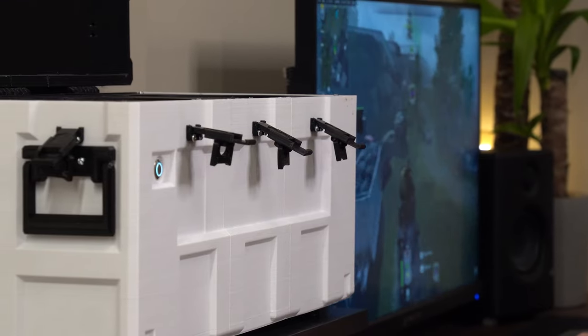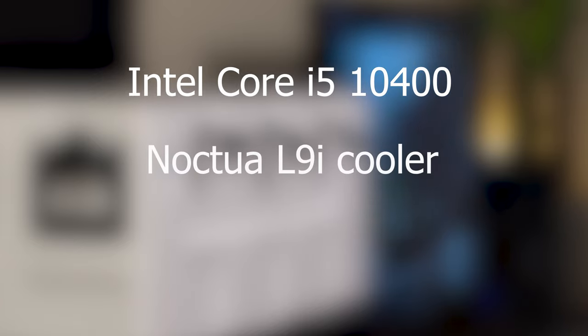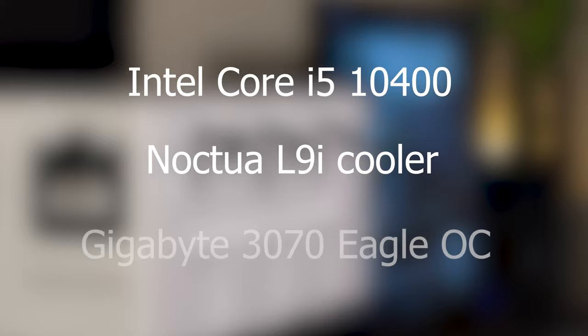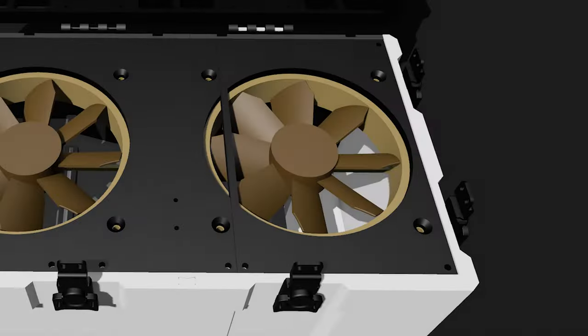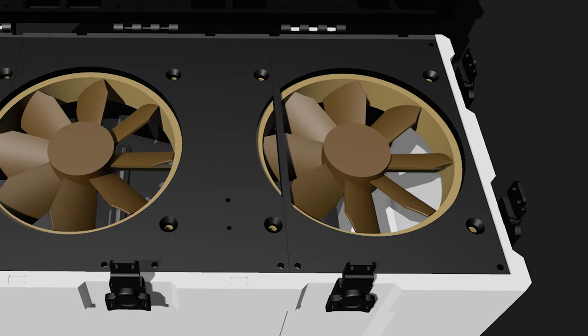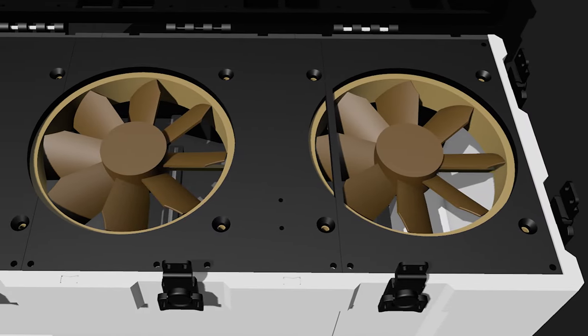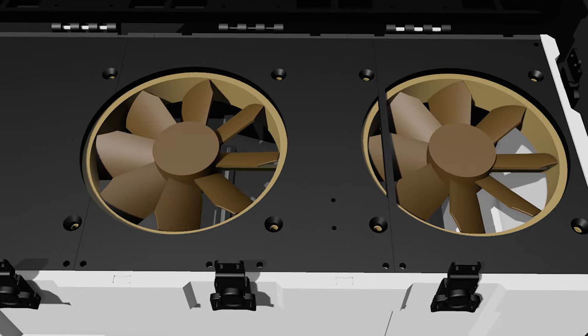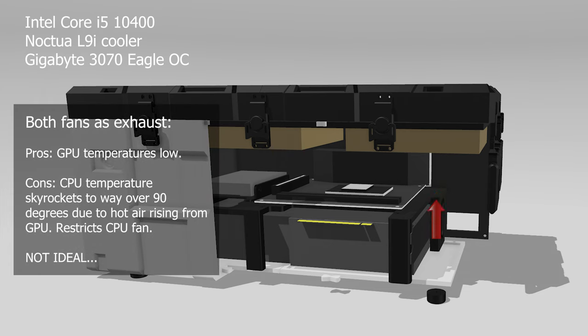Over to some performance data. At the moment we have an Intel Core i5-10400 processor in this case, accompanied by a Noctua L9i low profile cooler and a Gigabyte 3070 graphics card. The airflow was originally intended to be two exhausts at the top, but this actually ended up causing some issues, which I was afraid would happen. The hot exhaust from my GPU was actually sucked straight up past the motherboard, causing the CPU temperatures to reach way over 90, which is absolutely not ideal.